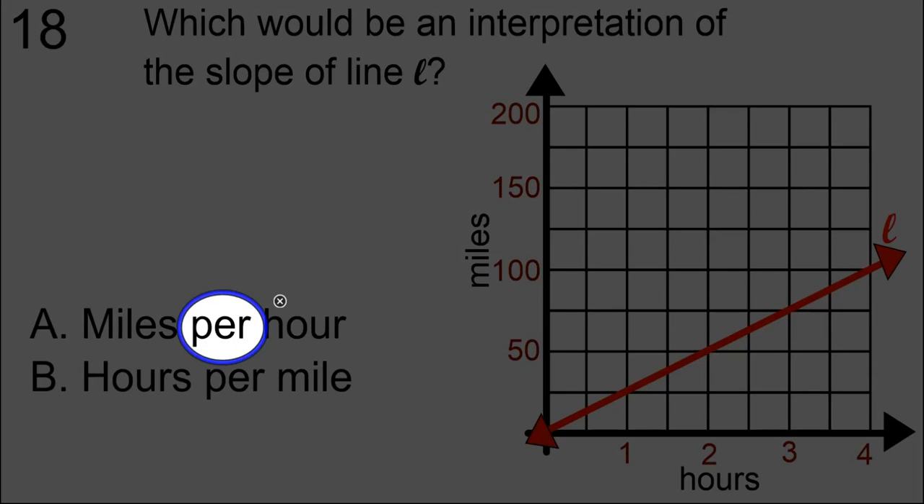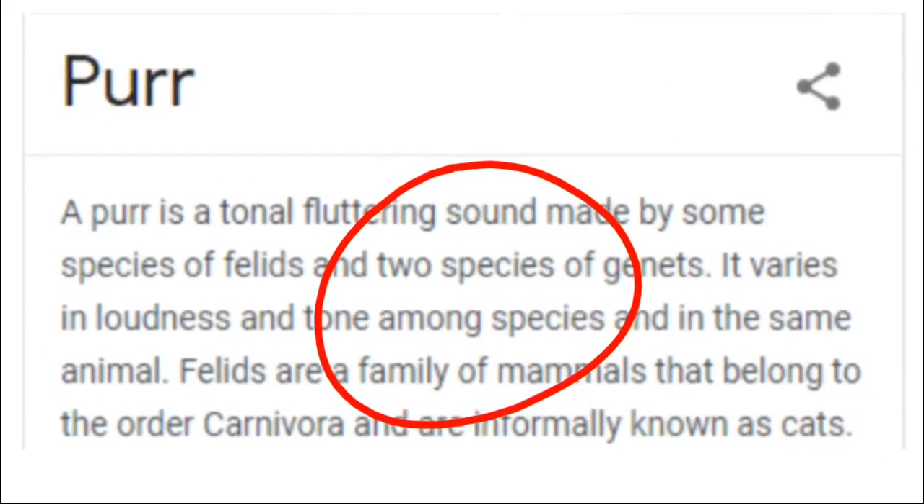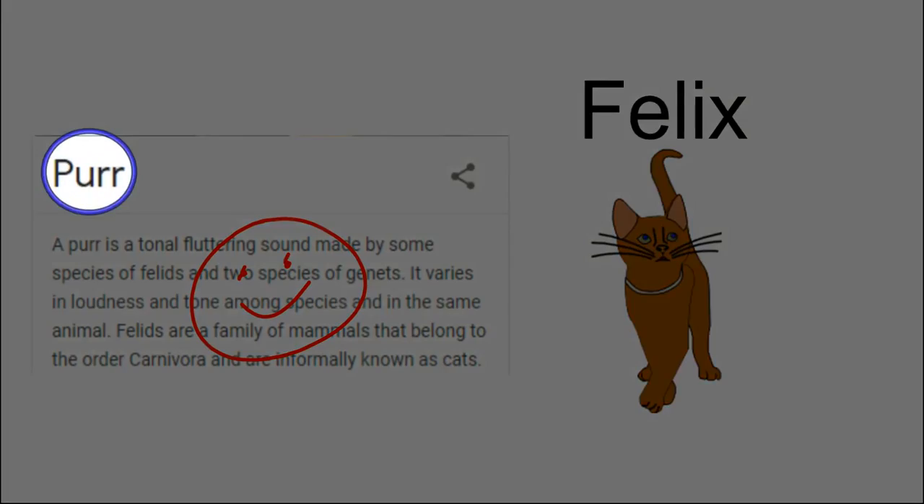Before we decide, let's talk about the word "per." I have a cat named Felix, and he likes to purr, and it always makes me really happy. But that's the wrong purr.